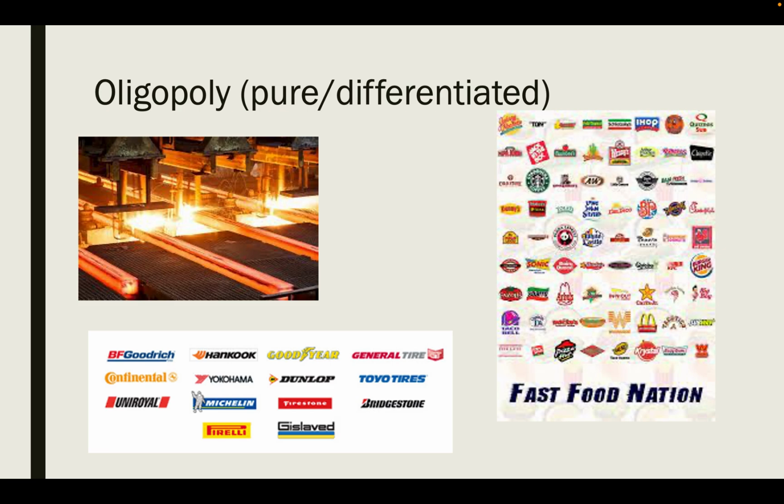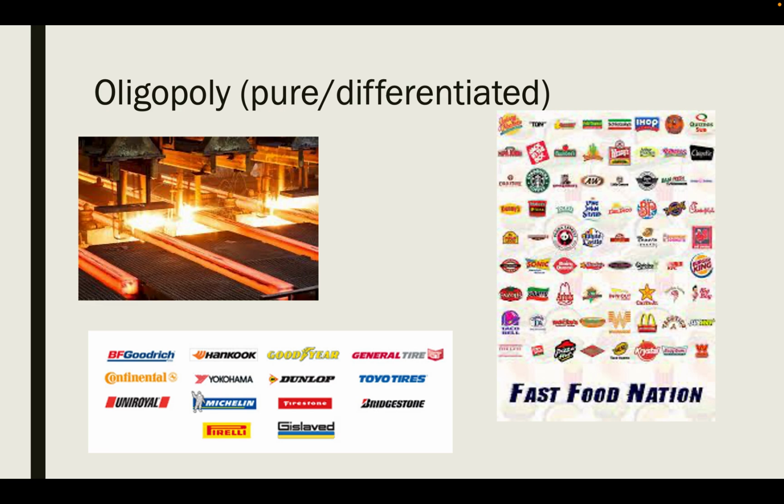So the picture in the top left right there, that is steel. So the steel industry here in the United States, first off, an oligopoly has very few producers, and each has a fairly large part of the market.